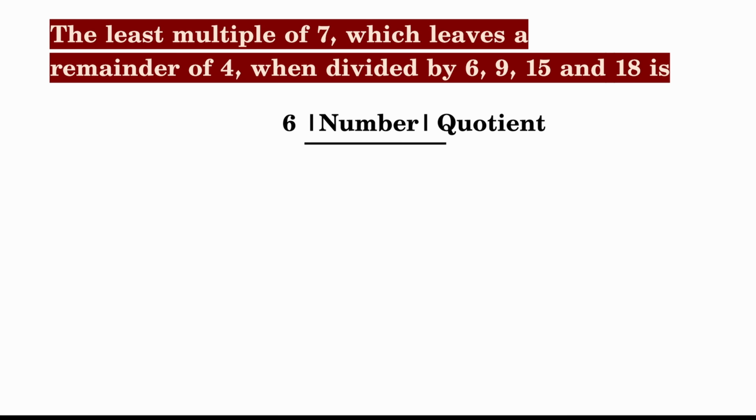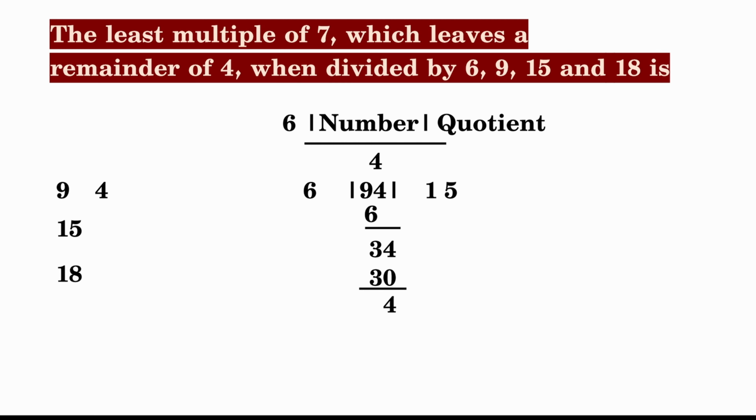Now let's try 94 in our case. So 94 is our number. Let's try to divide it by 6. 6 times 1 would be 6, and the remainder would be 34. Then 6 times 5 would be 30, and the remainder would be 4, which satisfies the condition that it needs a remainder of 4. Now let's try 9, 15, and 18. Also, the remainder should be 4, 4, and so on, 4. But 94 is not the answer.